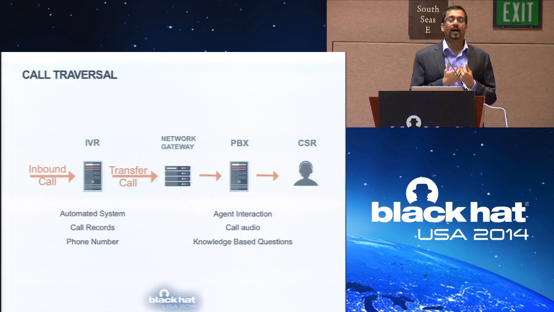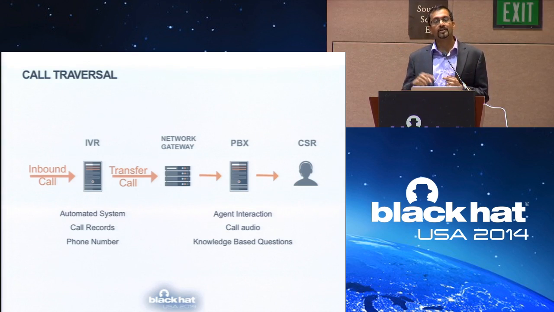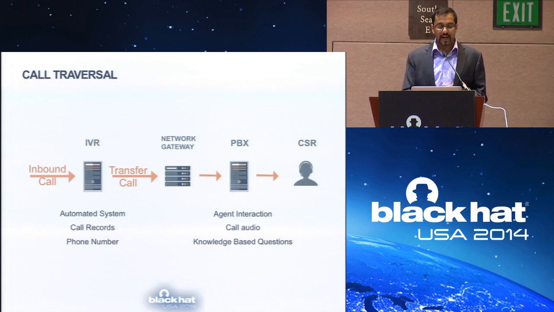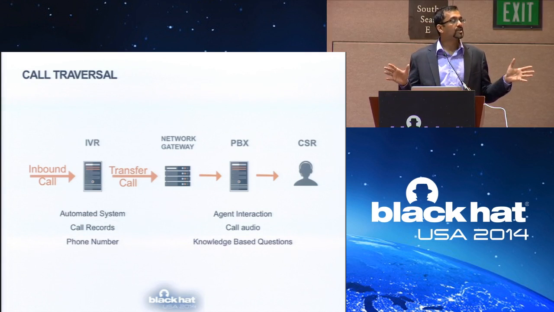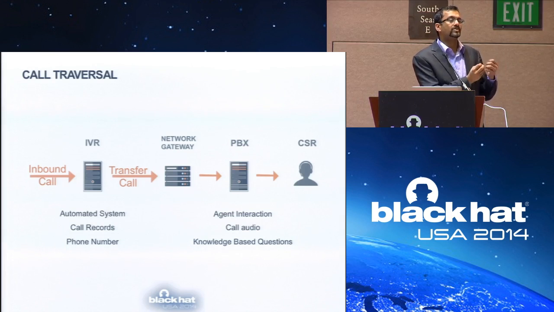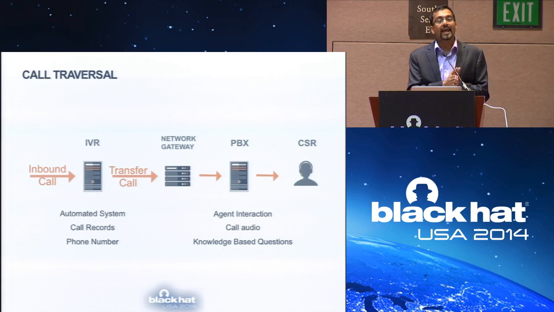If you're like me, you're constantly pressing 0 or 9 to get to a call center agent, and that's when the call gets transferred to the agent. And this is where you actually have the content of the call. So when you look at the two parts of the call, you have the initial portion which comes into the IVR, which just contains the phone number and call records associated with that phone number. And then when you're speaking to the agent, you actually have the audio content. And this is where they ask all the knowledge-based authentication questions, right?